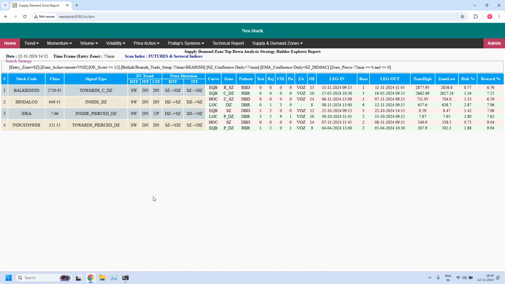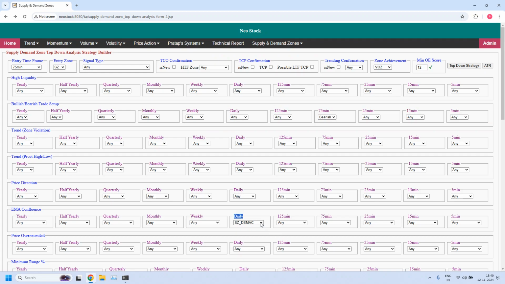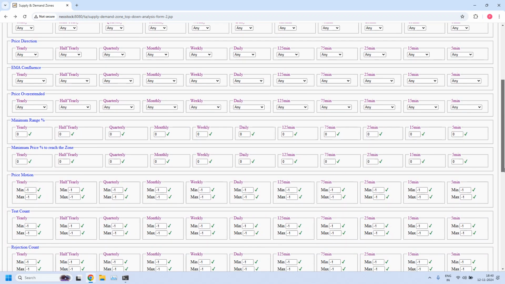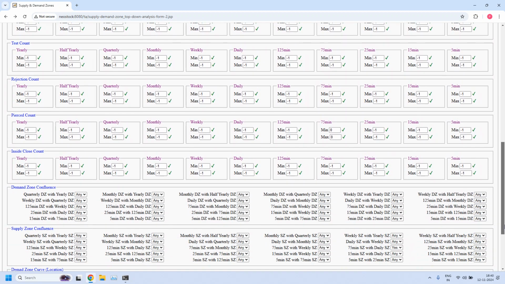Okay, next let us look for LTF, ITF and HTF supply zone confluence. I am removing this EMA filter. So in the supply zone confluence, 3 filters we have to set. One filter is already enabled, that is 75 with daily. Next filter is 75 minute supply zone with weekly supply zone confluence. Daily supply zone with weekly supply zone confluence.